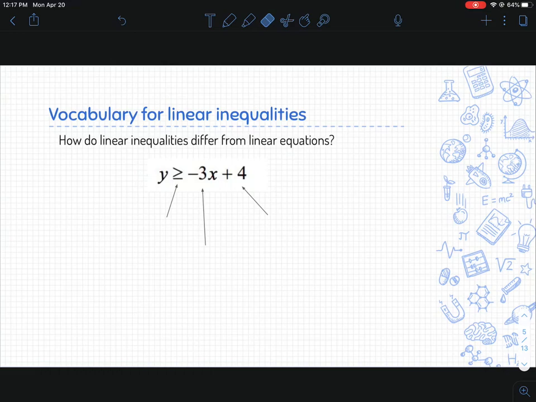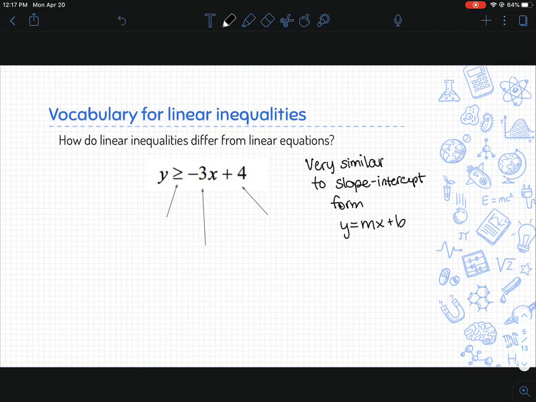So the first thing we're going to look at is the vocabulary for linear inequalities. How do linear inequalities differ from linear equations? The first thing you guys should notice is it's very similar to another form we are familiar with, and that's slope-intercept form. Slope-intercept form is y equals mx plus b, where we see this is our slope. So our slope here is negative 3 over 1, and our y-intercept is the constant, and its location would be at 0, 4.